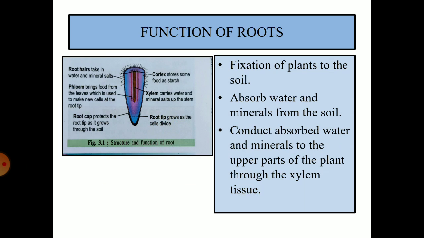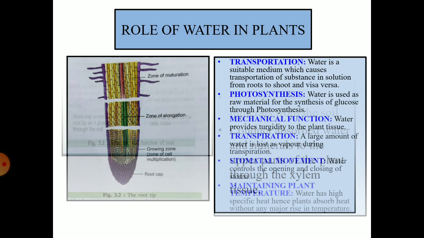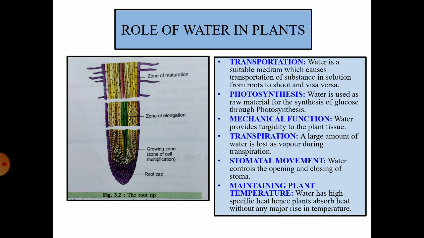Roots play a very important role for the plants. They help in fixing the plant to the soil. They also absorb water and minerals from the soil and transport it to the upper parts of the plant through specialized tissue called the xylem tissue. Next, let us study the structure of the root tip, which is very important for absorption of water.